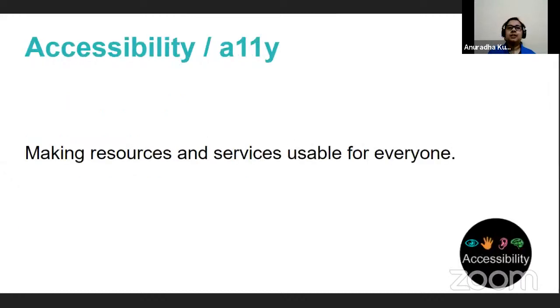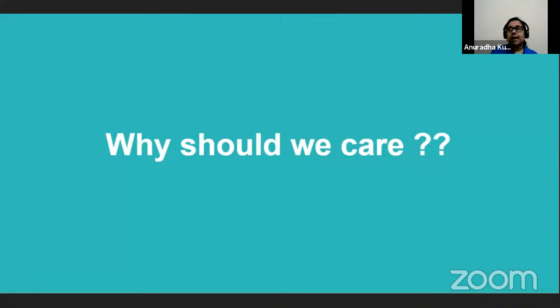So the first thing is, what is accessibility? Accessibility is also termed as A11Y. Here 11 means the number of letters which come between A and Y. As a general term, it means that we are making resources and services available and usable for everyone, despite any kind of disability that they might face, or any kind of technical challenges. So we should be making services, websites, and applications accessible for everyone.